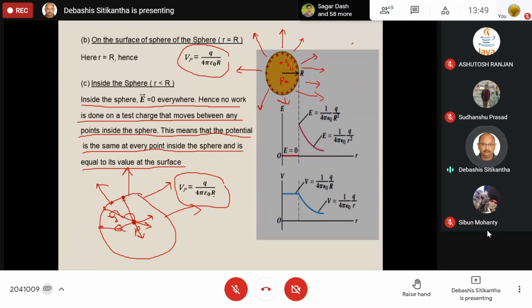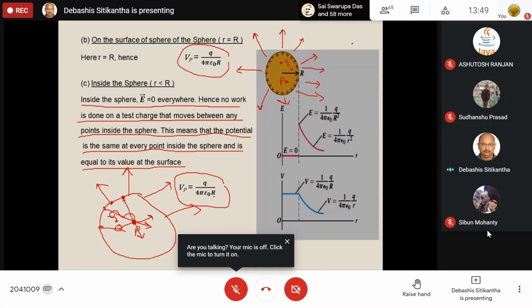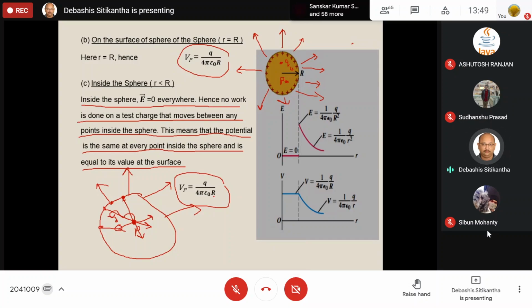Is there any doubt? Then tell me, ask me. If there is any sort of doubt, please ask me, because here the confusion usually arises. Inside, there is no electric field, but the electric potential will not be equal to zero. It is equal to that at the surface. Okay?